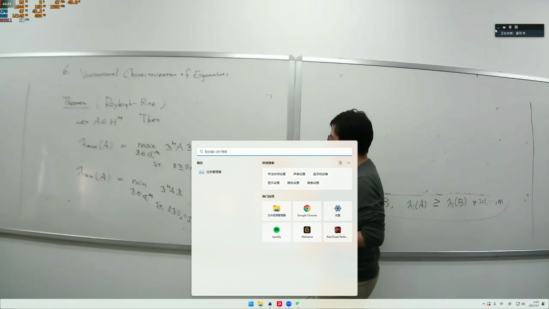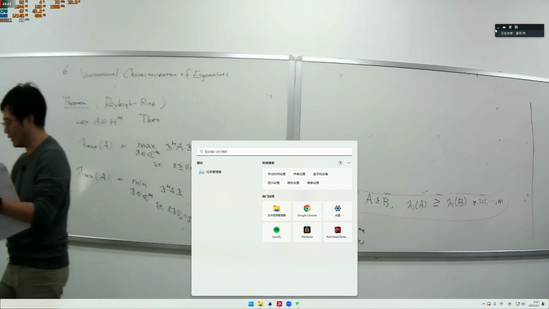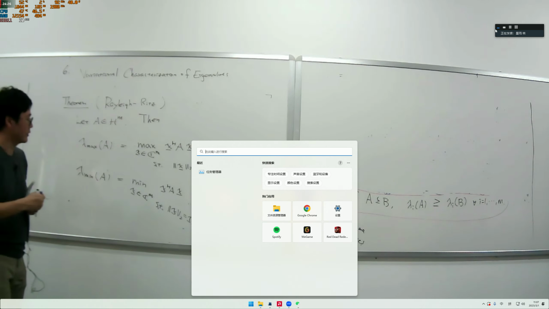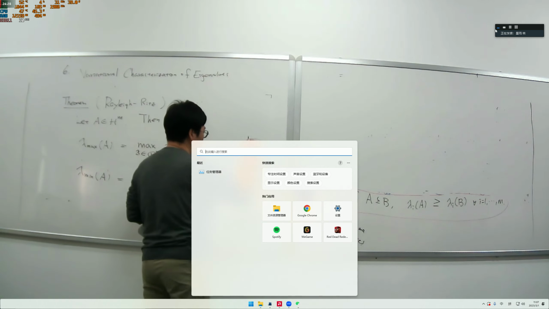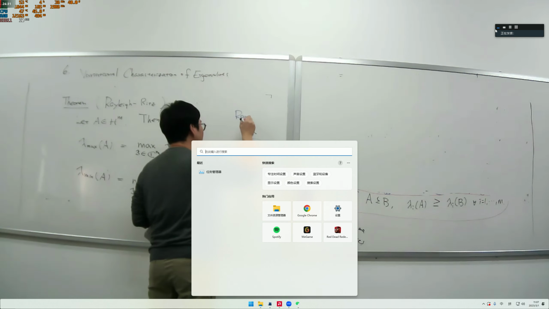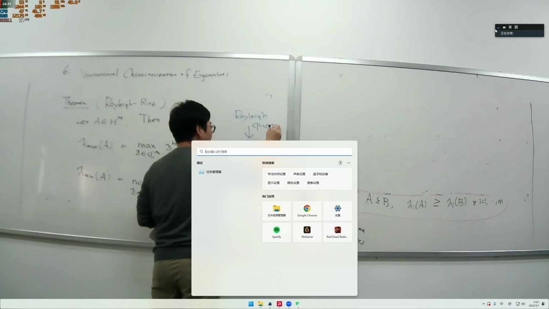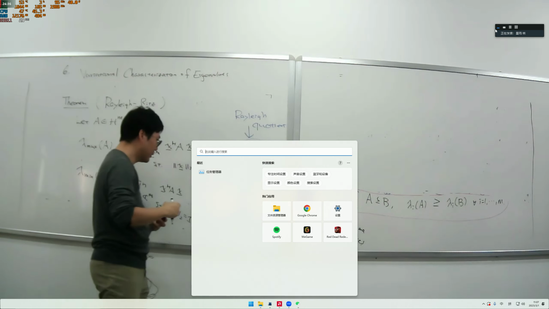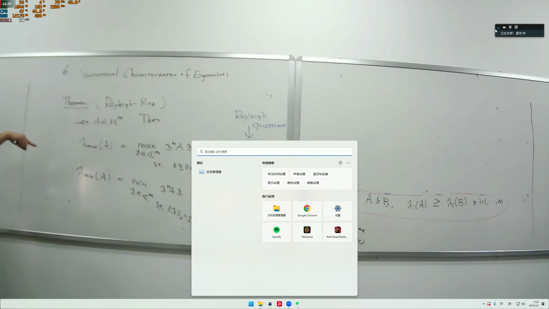So the largest eigenvalue is given by this. This is called the Rayleigh quotient. It means that term is called the Rayleigh quotient. Anyhow, 这是一些名词而已。Okay.